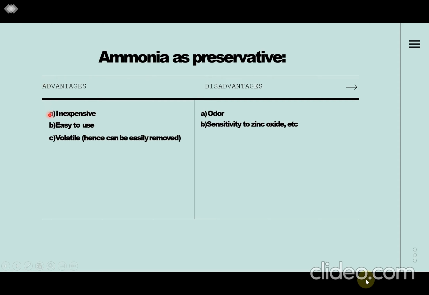The advantages of using ammonia are that it is inexpensive and easy to use. Ammonia is highly volatile, thus it is easy to remove from the product. One of the disadvantages of ammonia is that it has an odor. It is also sensitive to zinc oxide. Ammonia-preserved latex undergoes marked thickening when compounded with zinc oxide. Excess ammonia has to be driven off before the latex is used for compounding.